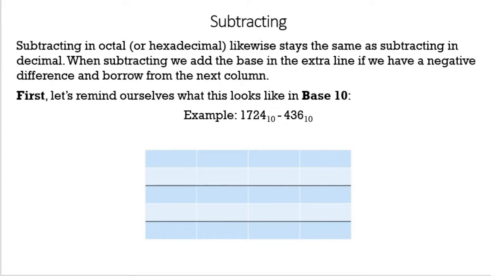Subtracting works the same way. Similarly, we're going to have this extra line where we describe what we're doing. I'm using the same digits once again, 1724 and 436. And when we subtract them, we would, of course, line them up so that the thousands, the hundreds, the tens, and the ones are lined up. So we'll do that here. 1724 minus 436. I'll give both a subscript of 10.